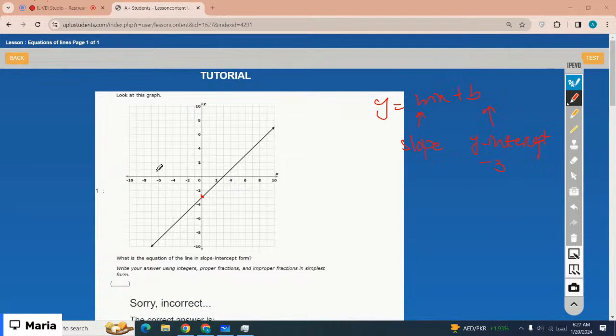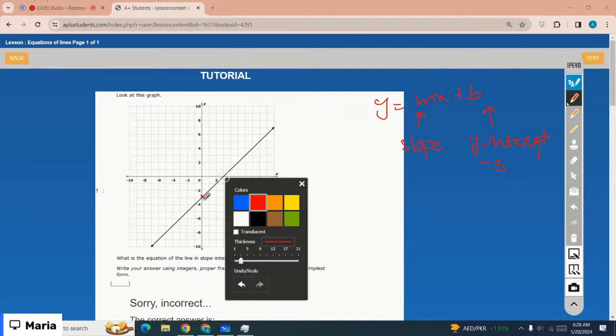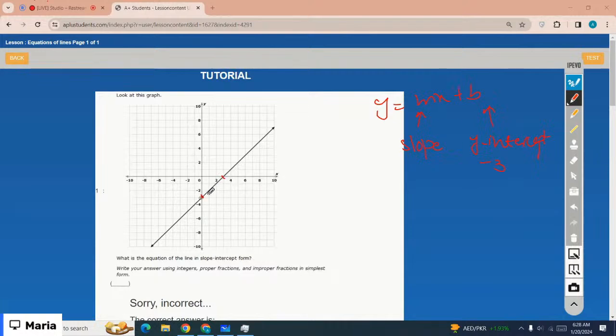You need to find the slope. So just select any 2 points and calculate the slope. That is 1, 2, 3, and 1, 2, 3. So the slope of this graph is 1. 3 over 3 is 1, right? So the equation is y equals 1x minus 3. The equation is y equals x minus 3, right? The correct option is y equals x minus 3.